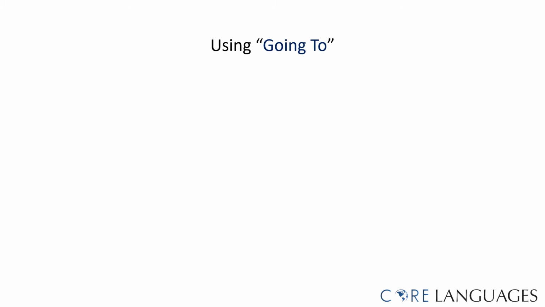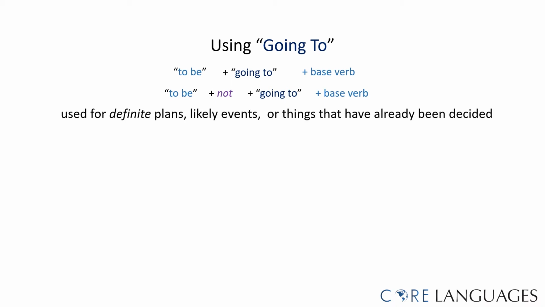We can also formulate sentences in the future tense by using going to. Sentences with going to use the following formula. We have a conjugated form of to be, going to, and a base verb. If we want to negate a sentence that uses going to, we simply add not. To be, not, going to, and the base verb. We use going to express definite plans or likely events, things that have already been decided and are most likely going to happen.